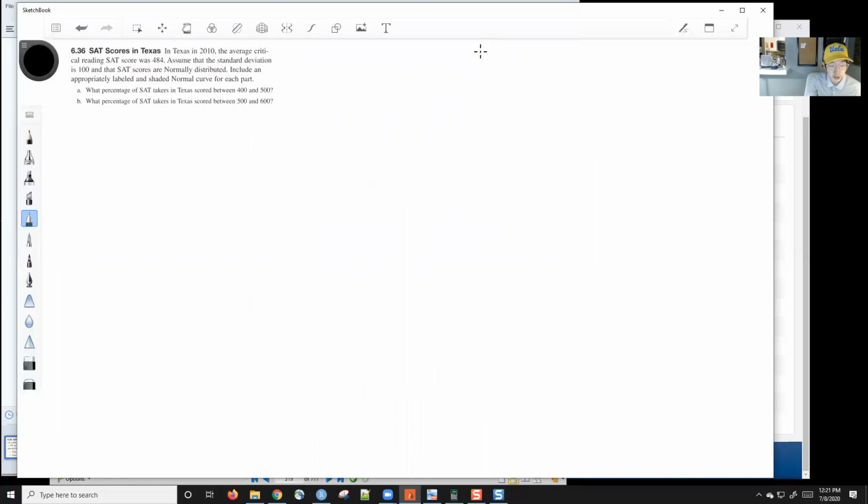Okay, so in Texas, it says the average SAT score was 484. Assume the standard deviation is 100 and the SAT scores are normally distributed. All right, so let's go ahead and try this. We've got SAT, normal distribution, 484, standard deviation 100, okay.